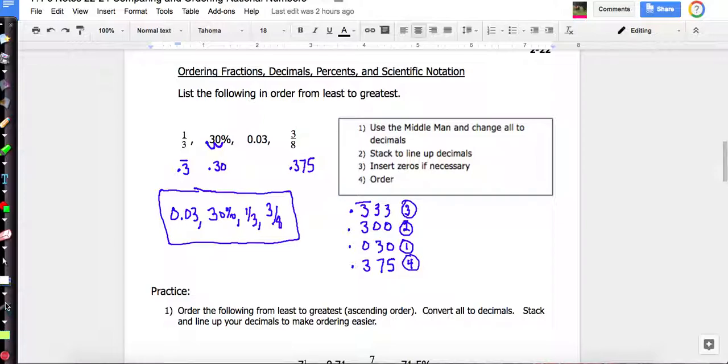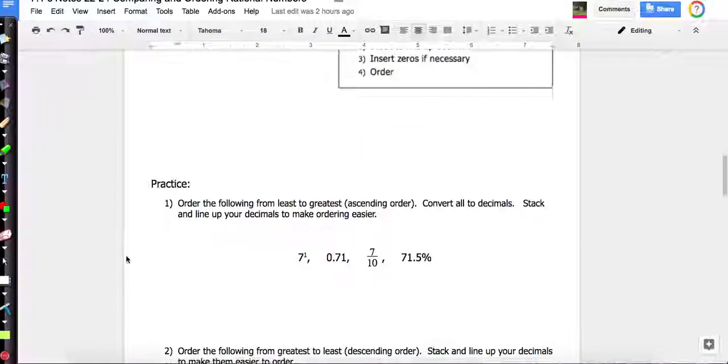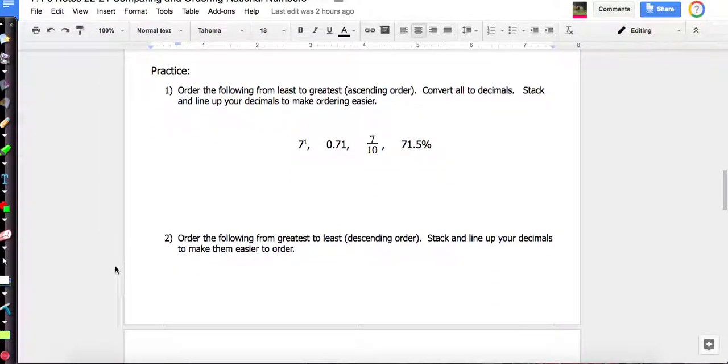Okay, let's do some practice down below. It says order the following from least to greatest, ascending order. Convert all to decimals. Stack and line up your decimals to make the ordering easier. Okay, so 7 to the first is 7 whole. This is already a decimal. 7/10 is 0.7. And then this one is 2 to the left, 0.715. So now I'm going to line up the decimals.